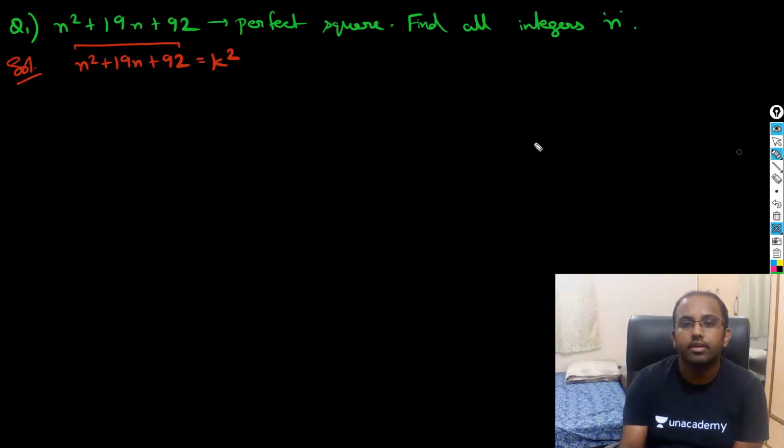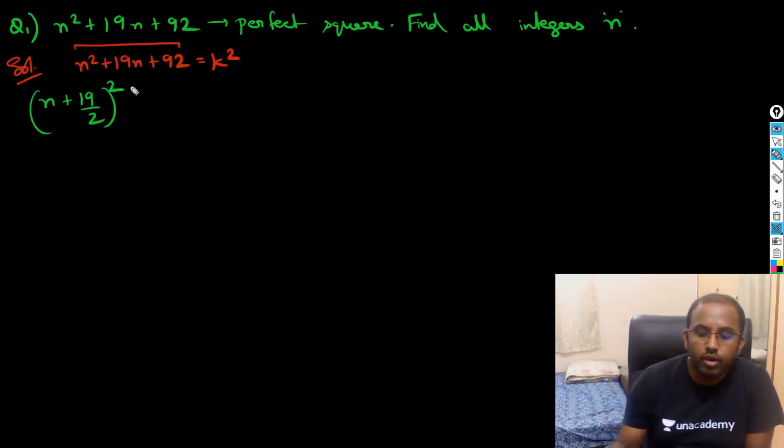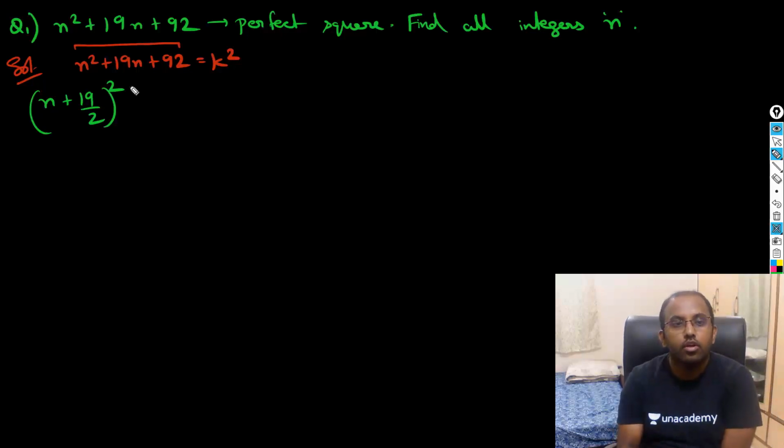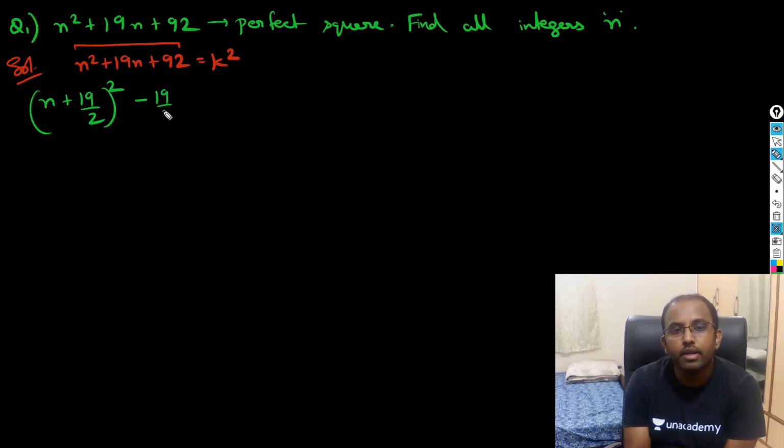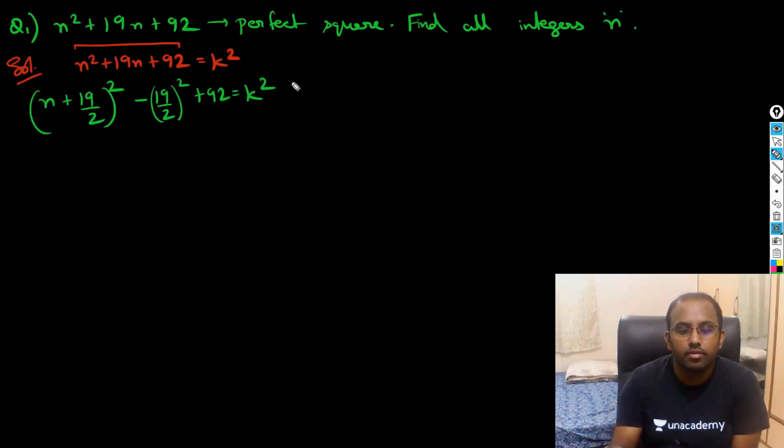We get n square plus 19n plus 92 is equal to k square. Now n plus 19 by 2 whole square I can write. And what am I left with? If I've added 19 by 2 whole square here, I should also subtract 19 by 2 whole square, and already there is 92 here. This should be equal to some k square, right? Once we are done with this, let's calculate this value.